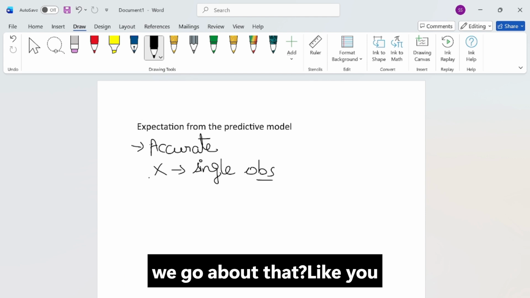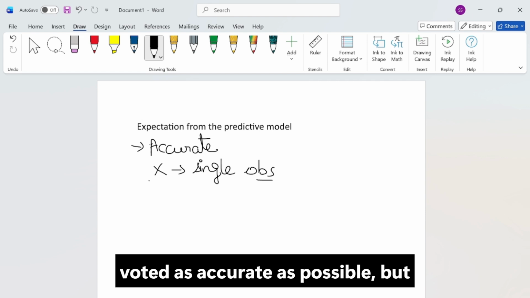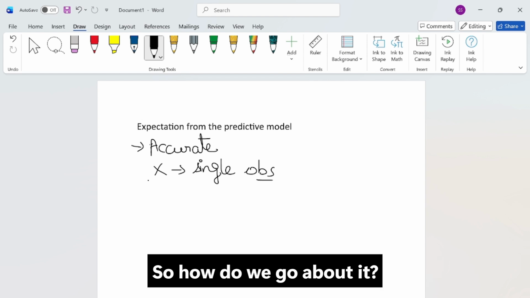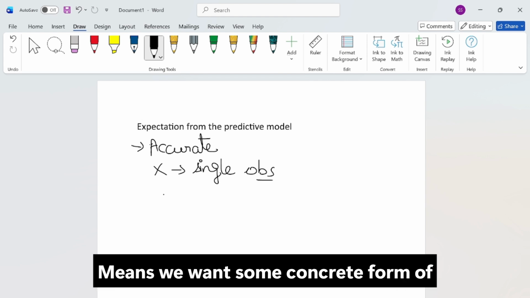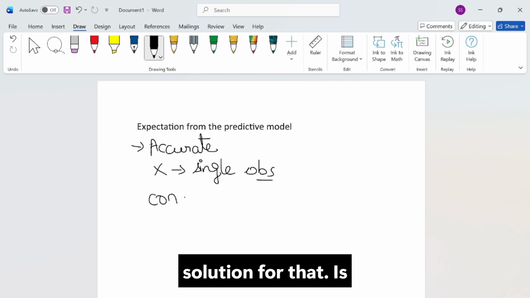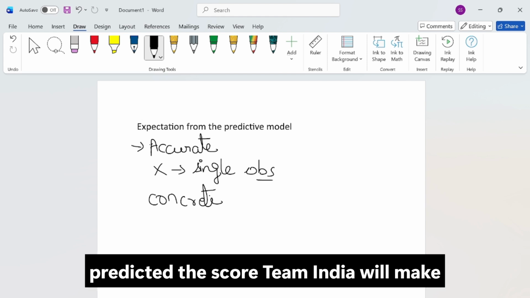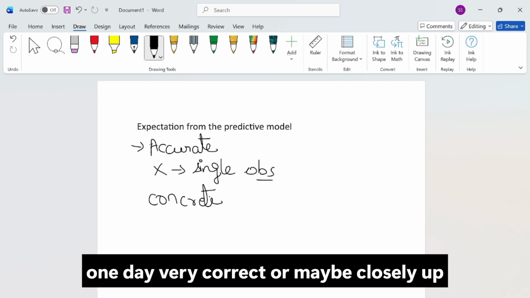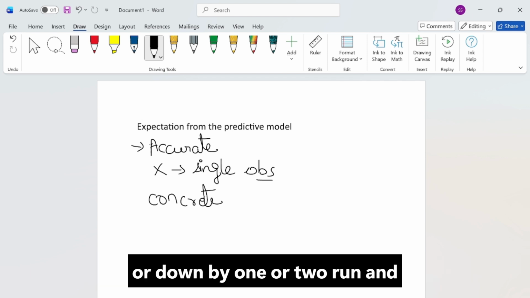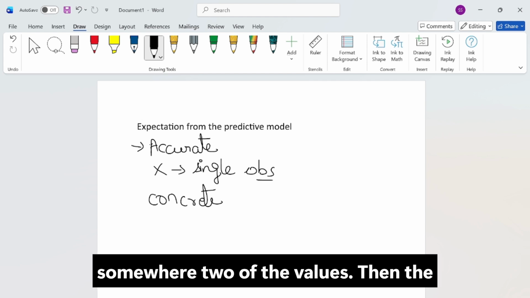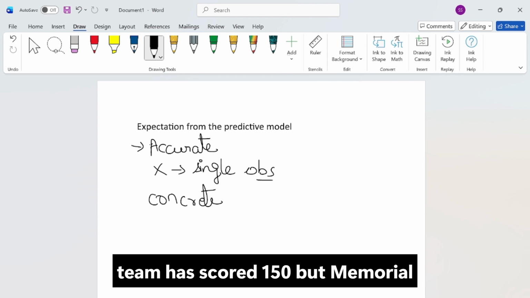Now, how do we go about this? We want it as accurate as possible, but collectively accurate, not just one time. So how do we go about it? We want some concrete form of solution for that. For example, my model predicted the score Team India will make one day very correctly, or closely, up or down by 1 or 2 runs. And the second, third time it predicted values far off. The team scored 150, but my model predicted 275.